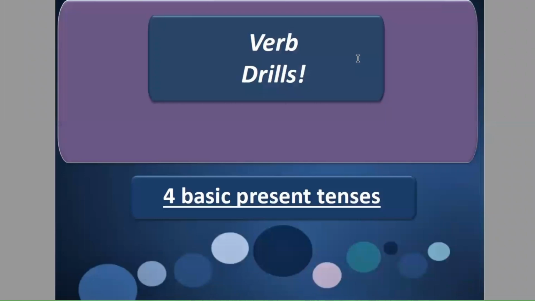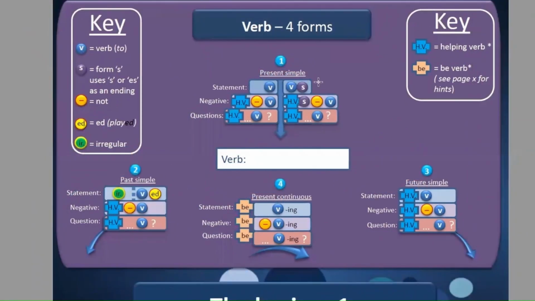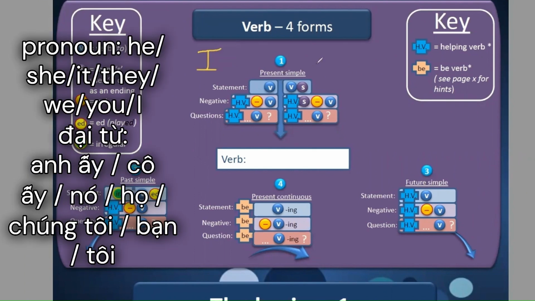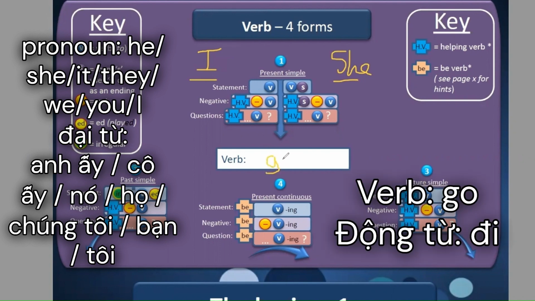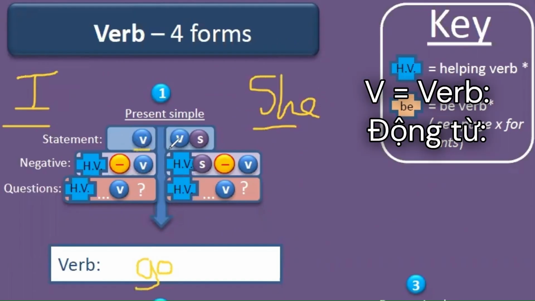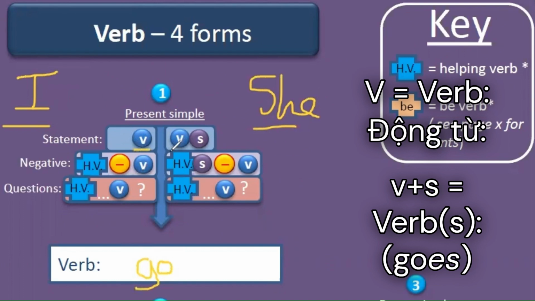Some verb drills now. Before we start, we've got some help here to show us what each part of this means. I think it's always helpful if I use a pronoun to give me an example of a sentence, give me some context. I'm going to use he, she, and I. Let's choose a verb. Let's use the verb go. Now, before we start, the verb means verb. This is verb for she verbs. She verbs.